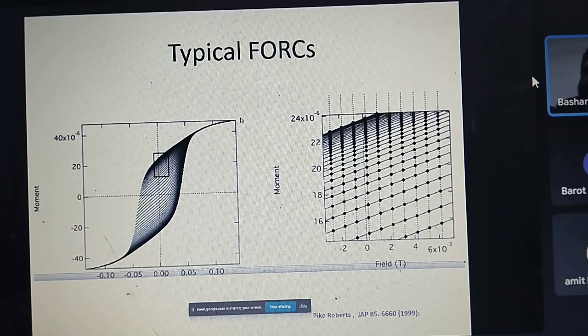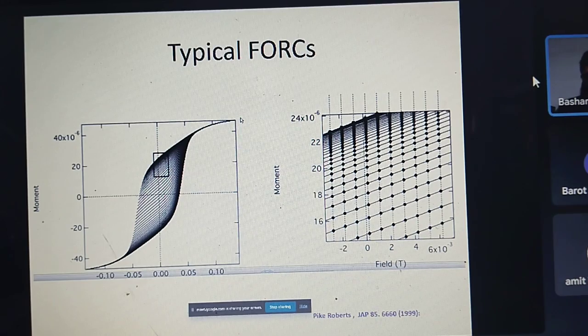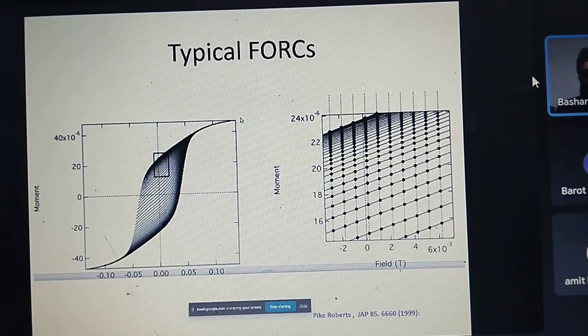Typically, we need 100 curves or more than 100 curves to form a FORC diagram. And this experiment on a vibrating sample magnetometer takes sometimes 2 days to 4 days. We put our sample in the vibrating sample magnetometer, program it, give the steps, what is the reversal field, and what are the steps of the external magnetic field, and then leave it. After 3 or 4 days, we come and collect our data and then process that data to understand the behavior. So this is a typical FORC.